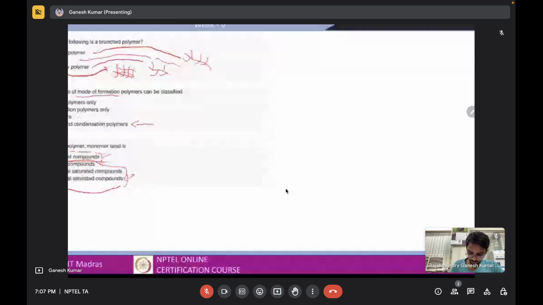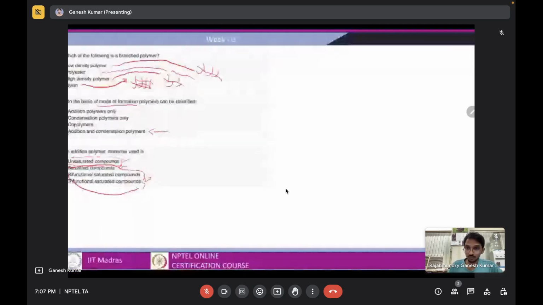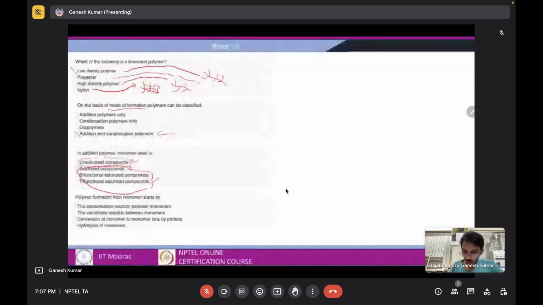Coming to the fourth question: polymer formation from monomers starts by... It's somewhat related to the previous question as well. If you look into the options, the hydrolysis of monomers is nothing but breaking of monomers. It can't be the conversion of monomer to monomer ions by protons. And it also can't be a coordinate reaction, because it may be a reaction coordinate between a monomer. So these three options can't be the right solution to this question. The option goes with the condensation reaction between the monomers.